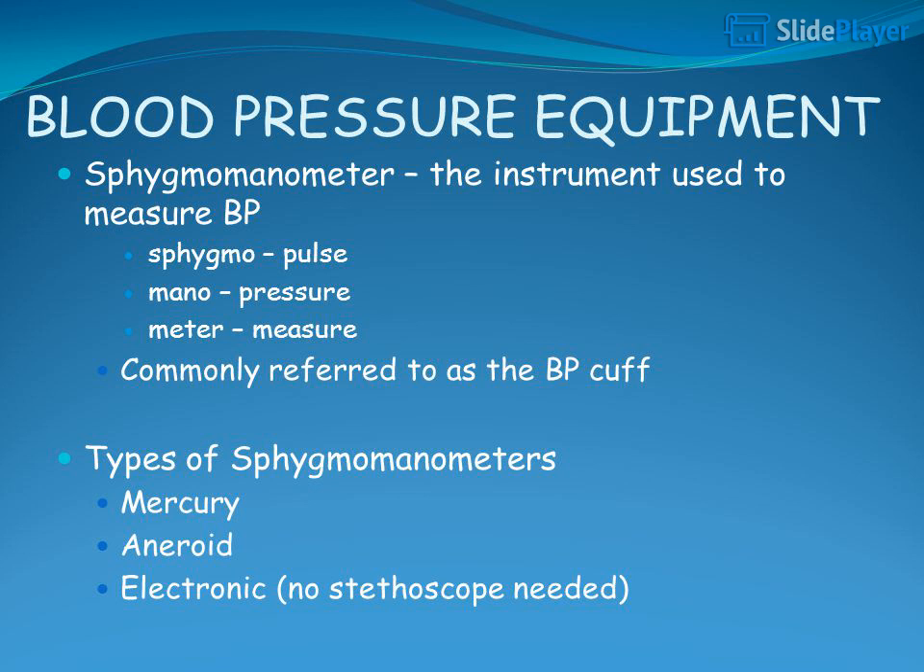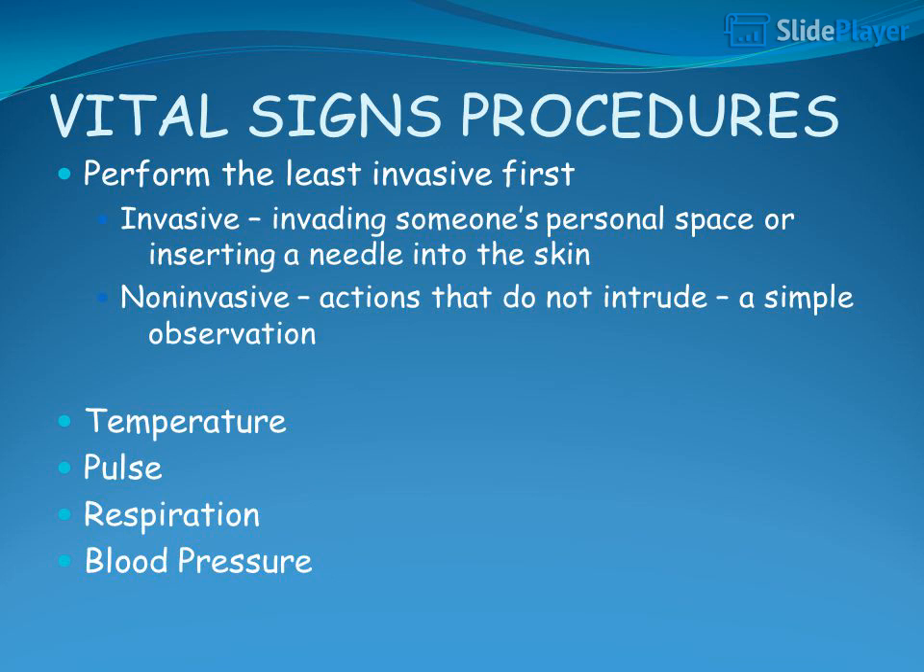Vital signs, Chapter 9. Blood pressure equipment. Sphygmomanometer, the instrument used to measure BP. Sphygmo, pulse. Mano, pressure. Meter, measure. Commonly referred to as the BP cuff. Types of sphygmomanometers: mercury, aneroid, and electronic, which needs no stethoscope. Vital signs procedures.